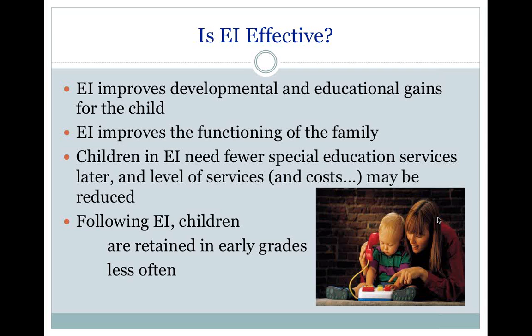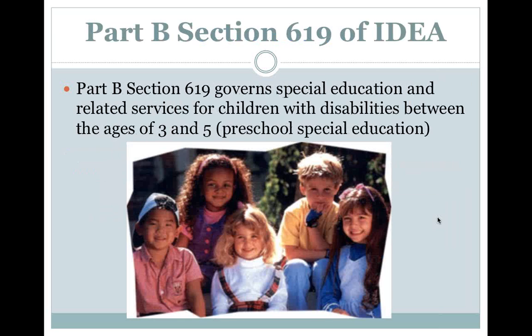So moving on now to the school mandate, 3 to 5-year-olds, Part B, Section 619, once again of IDEA 2004. So we just left Part C services, which addressed birth to 3. We're now moving into the next cohort, which is limited to preschool age children 3 to 5.